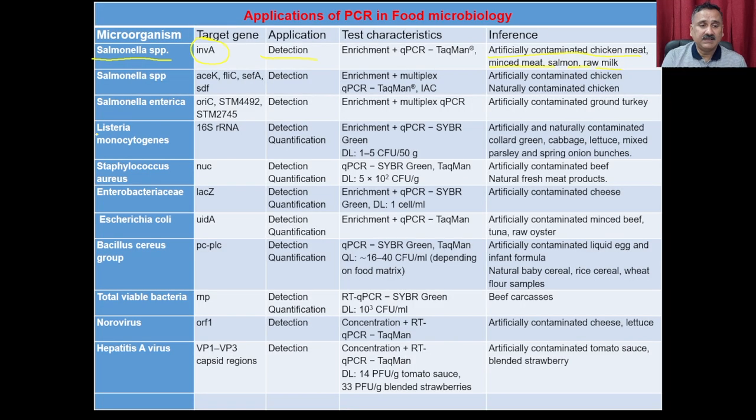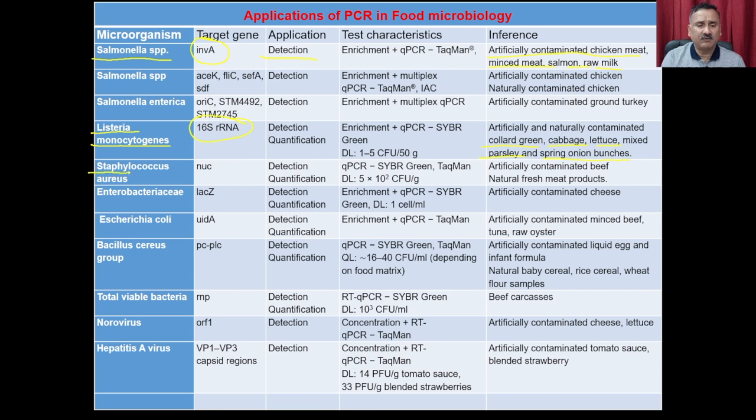Then we also have Listeria monocytogenes. For detecting Listeria, you are going to use the 16S rRNA sequences, and it is going to be used for the detection and quantification of Listeria in different types of vegetables like cabbage, lettuce, parsley and onion branches.